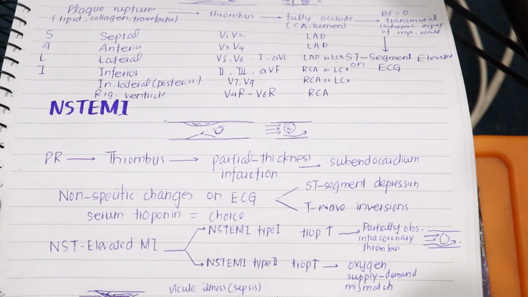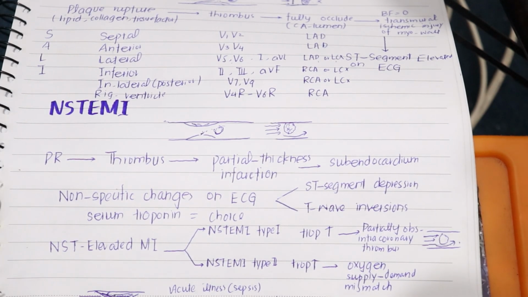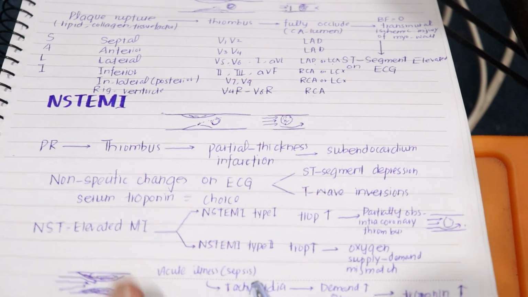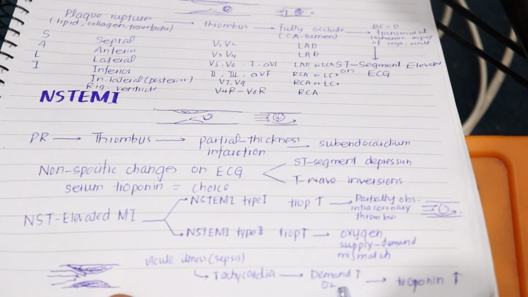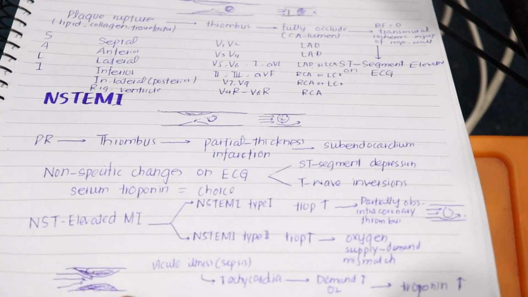There is no thrombosis but acute illness. There is tachycardia. In tachycardia, the heart is working more rapidly, so it needs more blood supply, but the oxygen demand is not being met, so that's why the troponin is high.